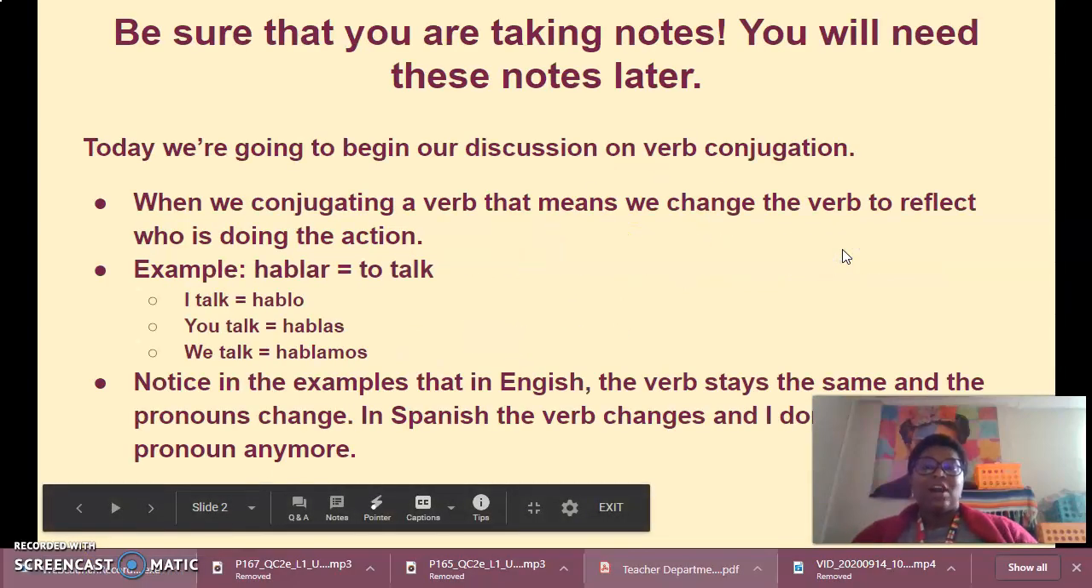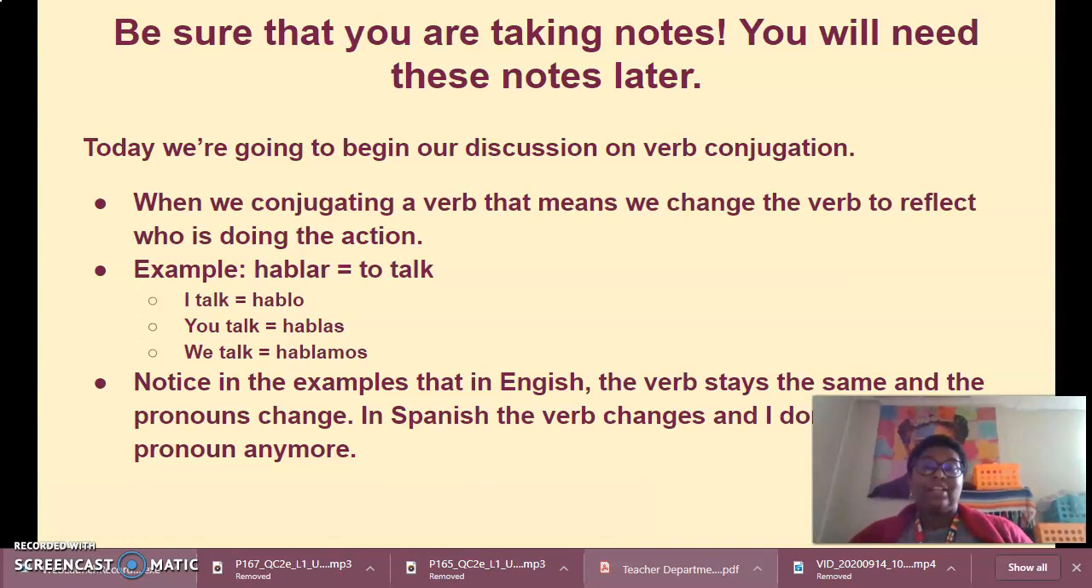Now, we're going to talk about conjugation. What does that mean? You need to know what conjugation means because I will ask you, it will show up on a quiz, it will show up on a test. Be sure you know what this word means. When we conjugate a verb, that means we're changing the verb to reflect who is doing the action.